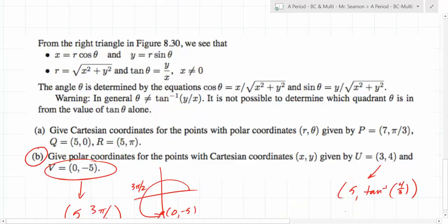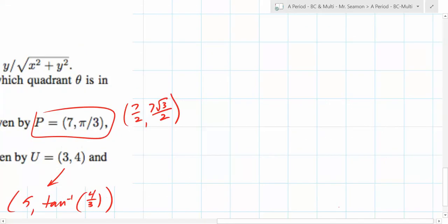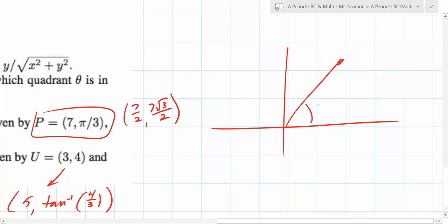Correct. In A, you're given polar coordinates, and you need to have Cartesian. So try that for me. Make a little triangle, right? I mean, what are you looking at? You're going a distance of 7 and pi over 3. So pi over 3 right here. And what's that distance? 7, right? So you need to actually find this x value and this y value. How do you do that?